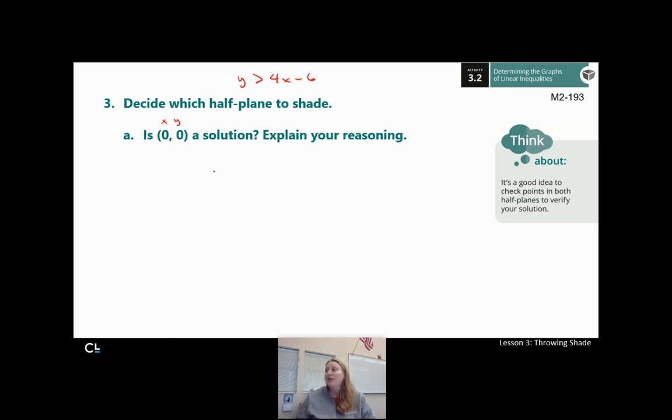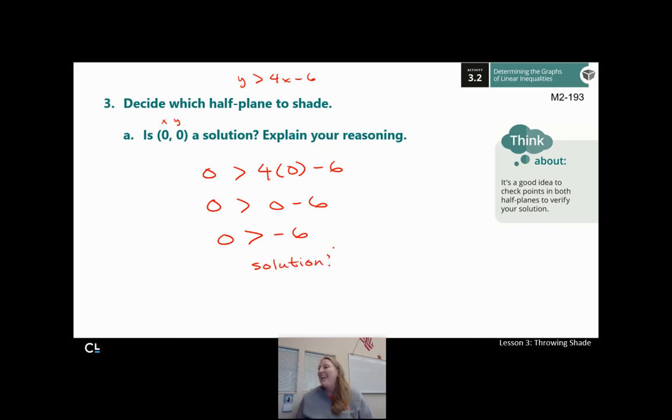All right, let's figure out if it's a solution. So let's plug in. Instead of a y, I'm going to plug in a 0. Instead of an x, I'm also going to plug in a 0. Of course, 4 times 0 is 0. 0 minus 6 is a -6. And yes, 0 is greater than -6. So this is a solution. Hooray! All right, so that means it's shading time.